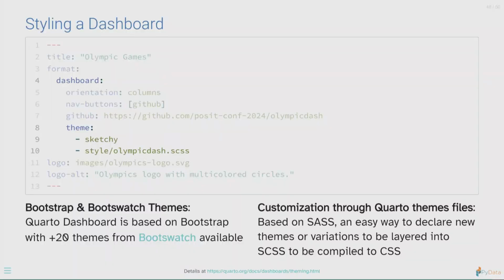Now I want to customize that. And to customize, you can use Quarto theme files. So it's a second line here. We have an olympic-dash.scss theme file. And those theme files are based on SASS with the SCSS syntax. And it's an easy way to declare new themes, new variations to be layered into what Bootstrap will do to build the CSS.